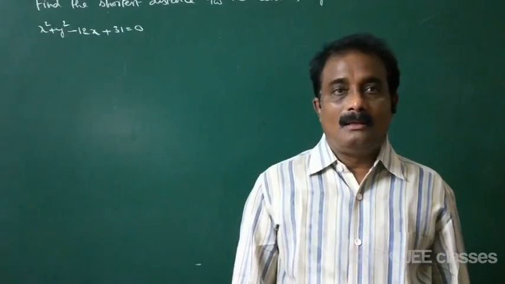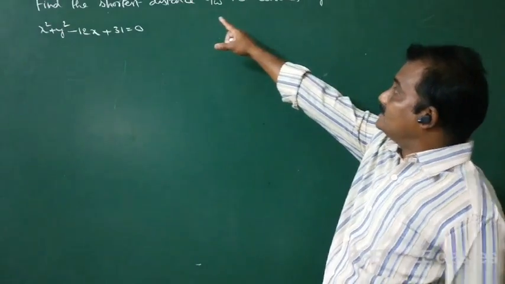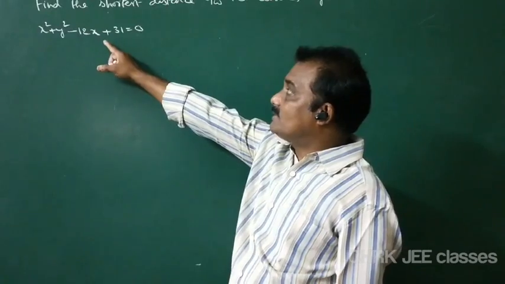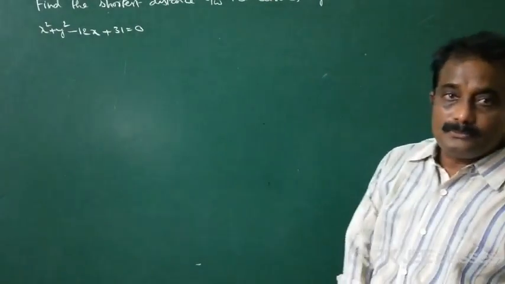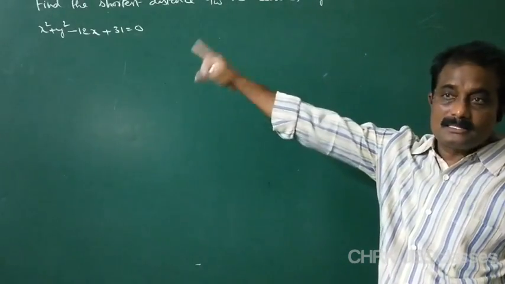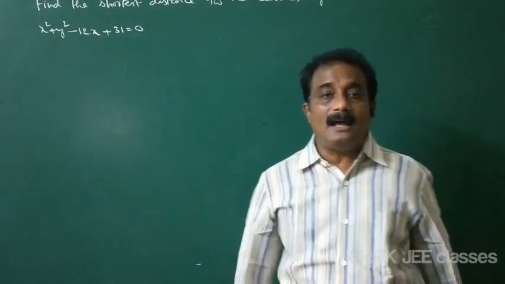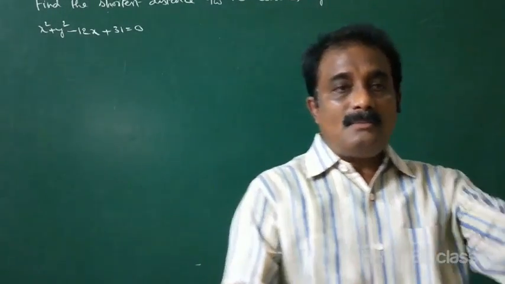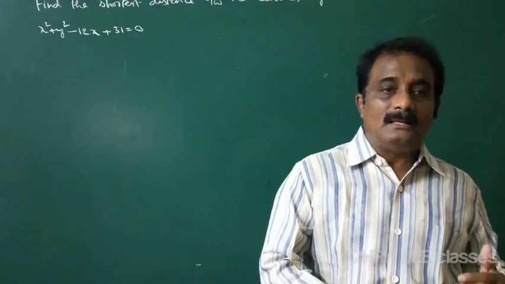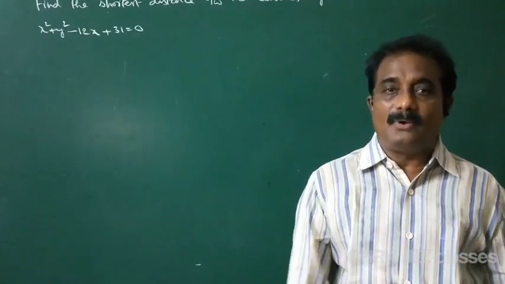Okay? Now we are going into example 4. Find the shortest distance between the curves y square equals 4x and x square plus y square minus 12x plus 31 equals 0. Now observe, this is the parabola and that is the circle. So what I said, the shortest distance lies along the common normal. That means the normal is both to the parabola and the circle. The normal of the circle always passes through the center of the circle. That is a very important point here.